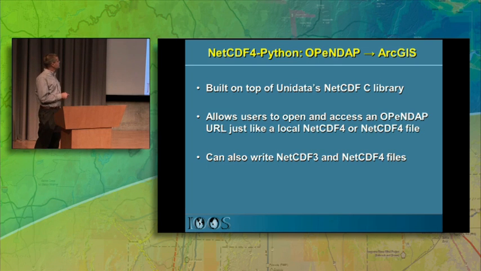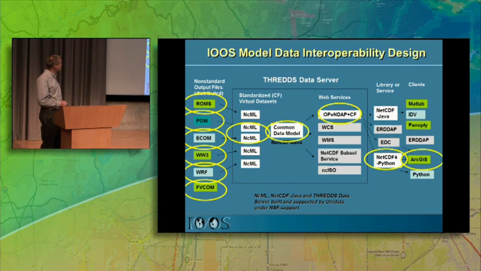It allows users to open and access OPeNDAP just the same way you would open and use a local NetCDF file on your disk. That's pretty powerful. It can also write NetCDF 3 and NetCDF 4 files, so if you want to store the results of your computations, you can. Okay, so this is what the data flow looks like: from these models where people leave data in their own formats, through this common data model on the server side, delivered through this service via netCDF4 Python into ArcGIS.